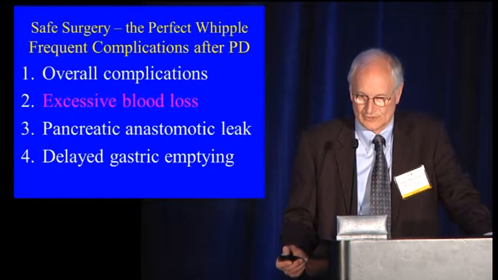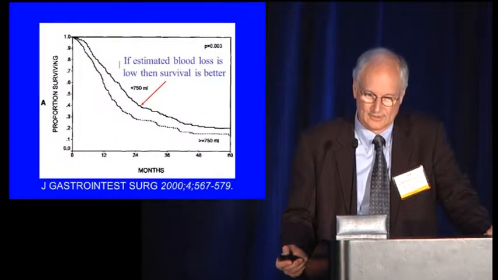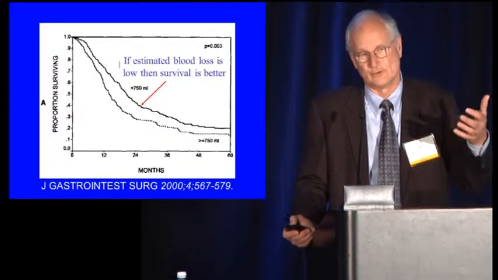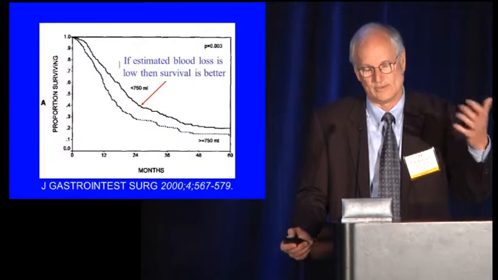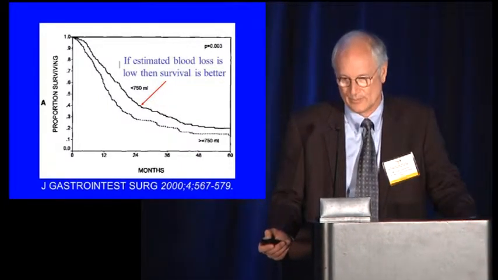Now, excessive blood loss, Charlie Yo's paper is probably the one I use the most to refer to. If you lose too much blood, the survival goes down. So that's always a good thing to measure when you're developing new technology. It's a crude filter that is a way of getting started, but probably not as important as all these other items that we're going to mention.